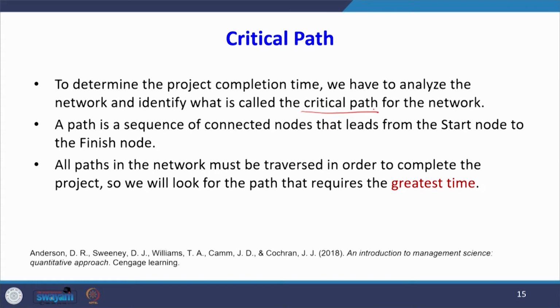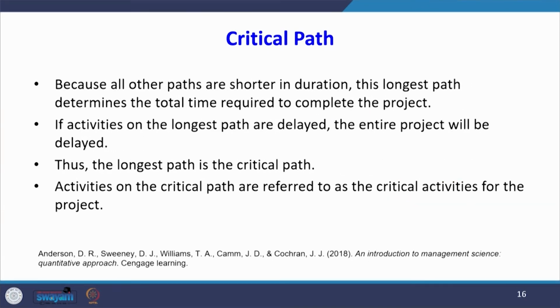So, what is a critical path? A path is a sequence of connected nodes that leads from the start node to the finish node. All paths in the network must be traversed in order to complete the project. So, we will look for the path that requires the greatest time. The path which requires the greatest time is called the critical path.